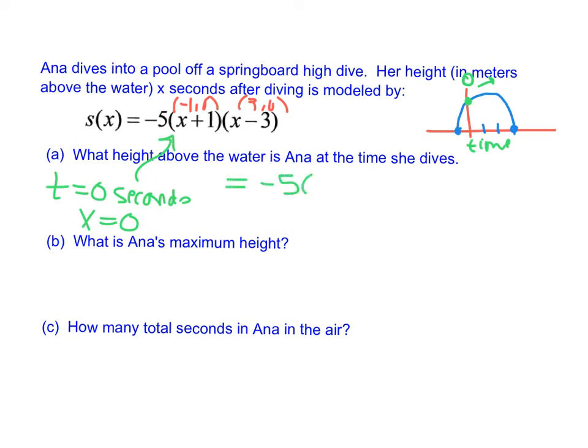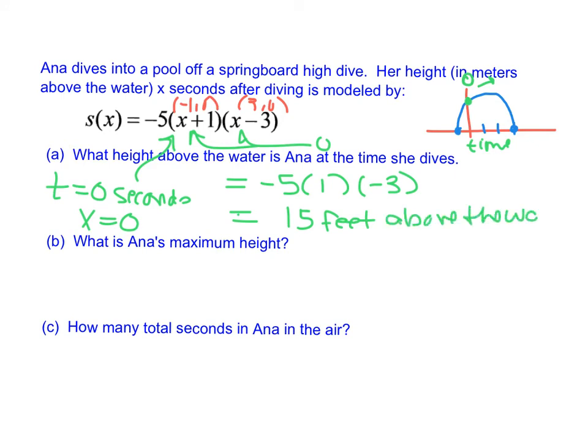So here we have negative 5 times, well, 0 plus 1 is 1, and 0 minus 3 is negative 3. So I just took 0 and substituted it into both of these, and as a result, negative 5 times 1 is negative 5, negative 5 times negative 3 is 15. So Anna starts 15 feet above the water. So this diving board is 15 feet above the water.